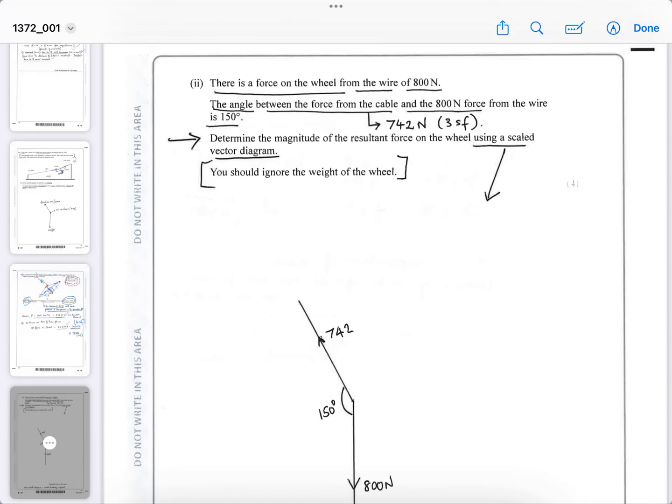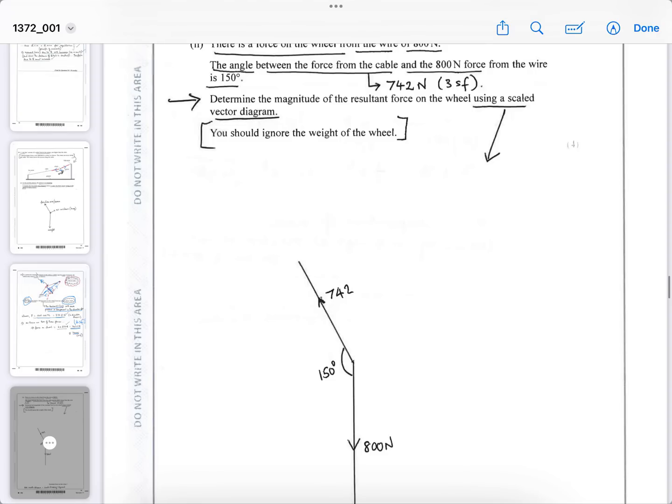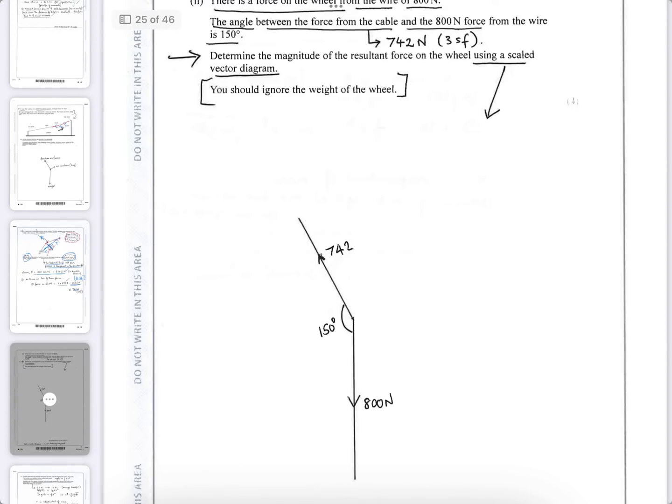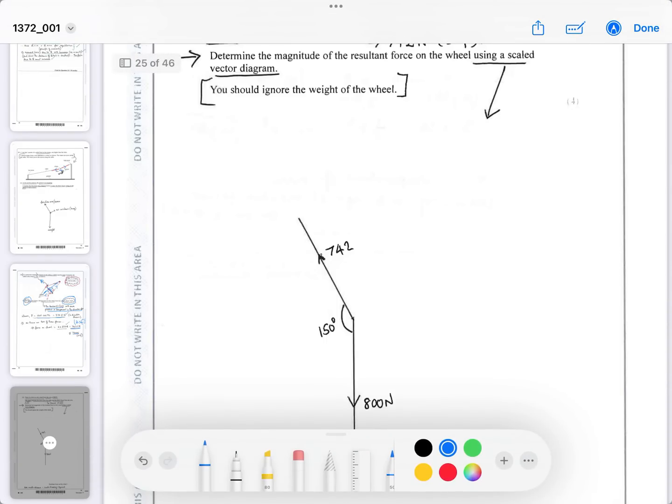So if you can draw it to scale accurately, which I didn't have a protractor with me for, but if you can draw, I don't know if that's 150 degrees, I was just guessing what 150 degrees is like. So if you draw the 800 newtons, for example, if you have space to draw 8 centimeters down and 7.42 centimeters up, you draw it to scale and you make the angle in between them exactly 150 degrees, you can determine the magnitude of the resultant force, because the resultant force will be this one plus the 742. Or you could add the 800 newtons downwards.